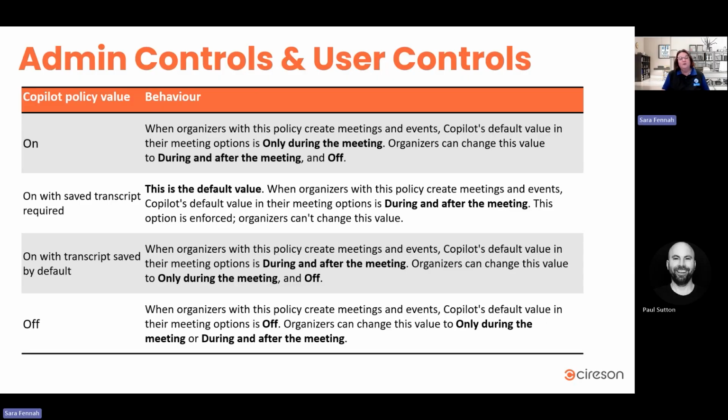Okay, so it's not just one setting that the admins need to think about. Are you going to allow your users to transcribe and potentially also record meetings? They need that transcription for it to work. And then are you going to allow the users who have the Microsoft 365 Copilot license the ability to use Copilot in the meeting, and when? So two sides to think about.